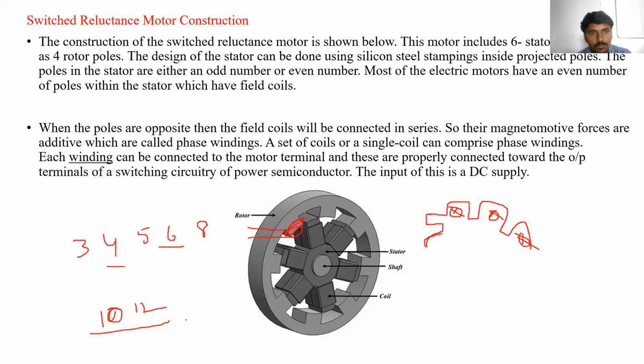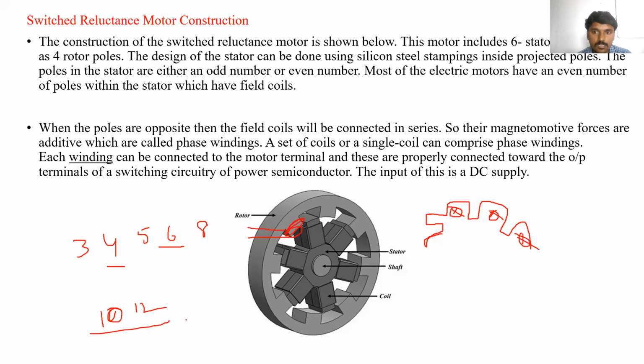When the poles are opposite, the field coils will be connected in series, so their magnetomotive forces are additive, which is called a phase winding. A set of coils or a single coil can comprise a phase winding. Each winding can be connected to the motor terminals, and these are properly connected to the output terminals of the switching circuit of the power semiconductor.